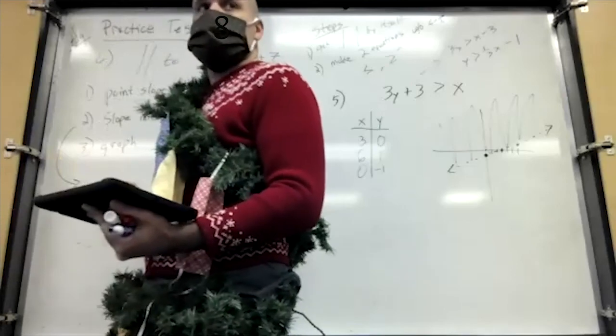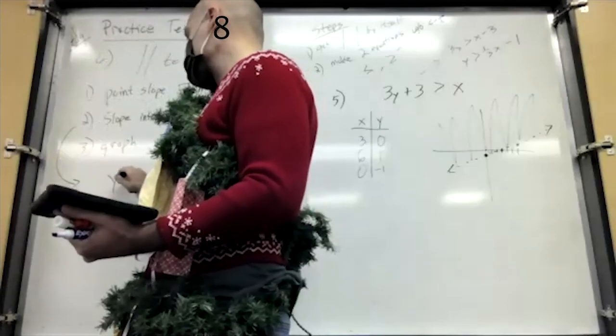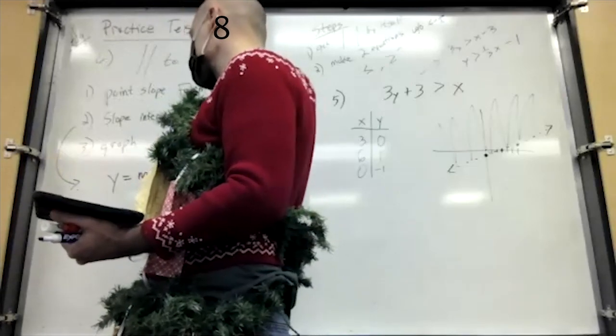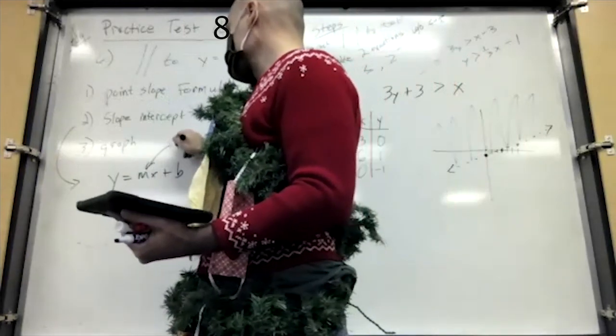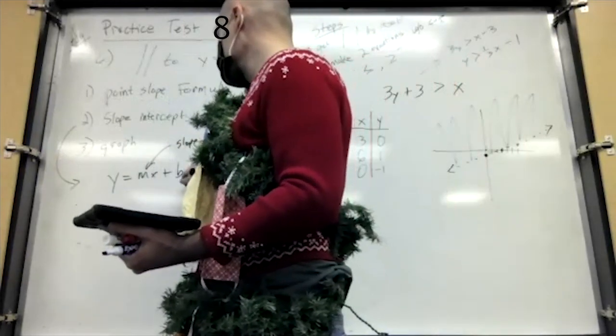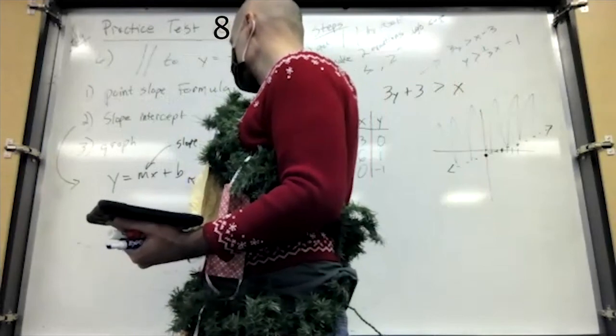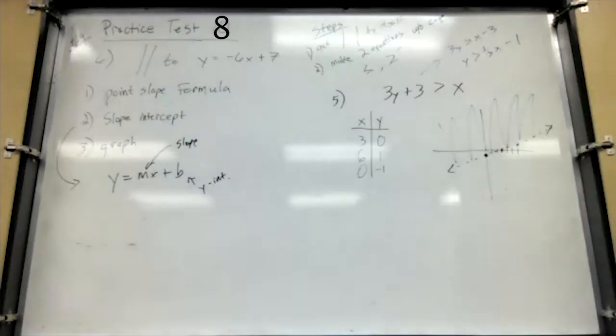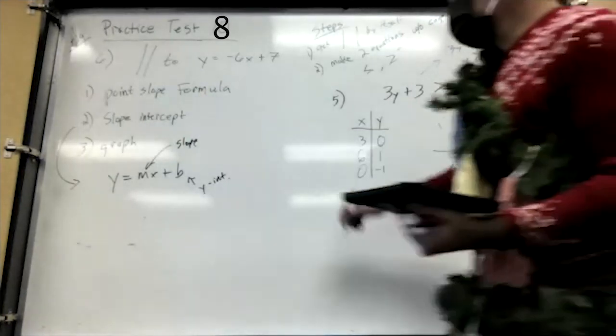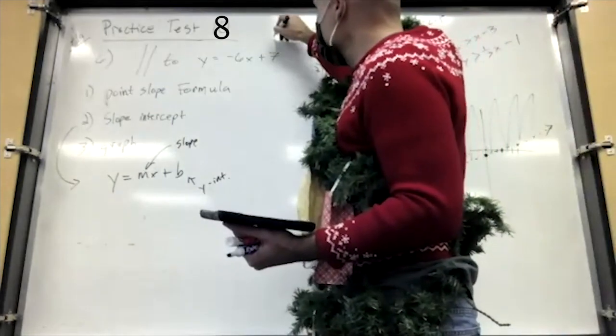So the equation of a line looks like this. Y equals mx plus b, right? So what does m stand for? Slope. And what does b stand for? Y-intercept. So do we know the slope? Yes. What's the slope? -6.